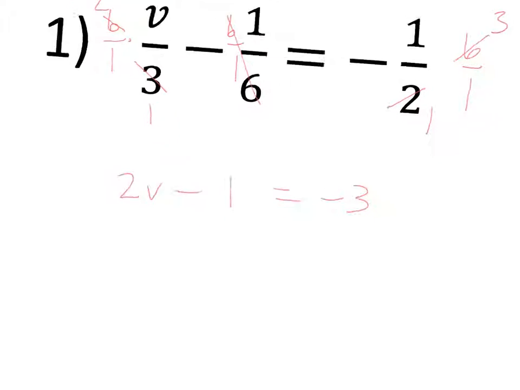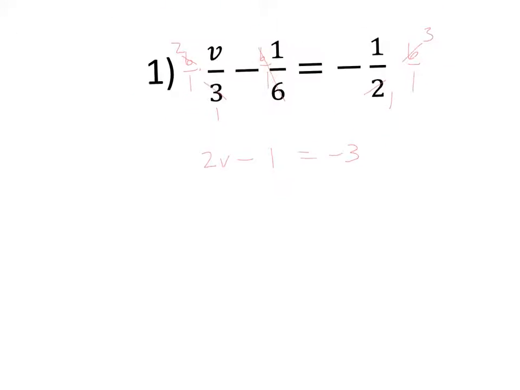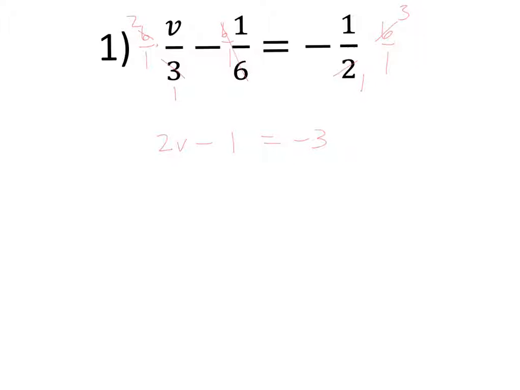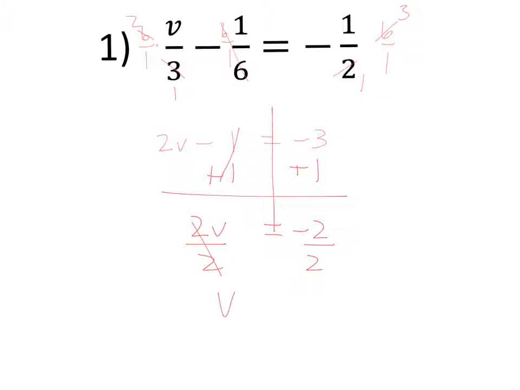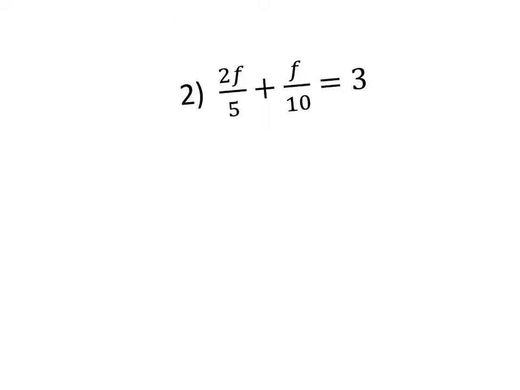Once we do that, now we should hopefully be working it out pretty quick. We're just solving equations at this point. So we're going to add 1 over. I get 2v equals negative 2. Divide both sides by 2, and v equals negative 1. All right, let's walk through one more before you try some on your own.